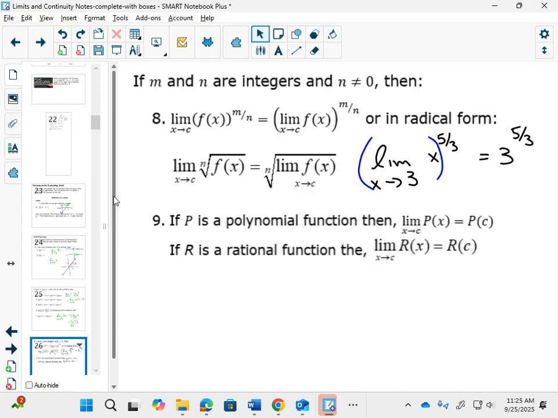And the dividing by exponent part, you know that dividing by 2 would be the same as a square root. Dividing by 3 is the same as a cube root. So we could write this in radical form. If you have a radical and a function inside, you could just take the limit of the function inside and then do the radical after.